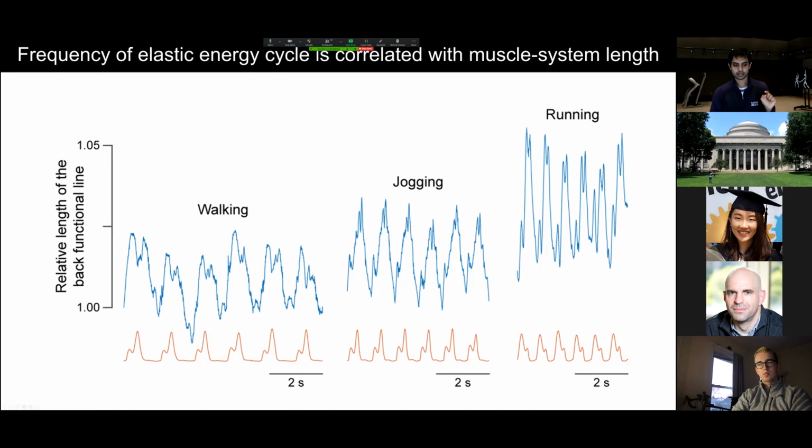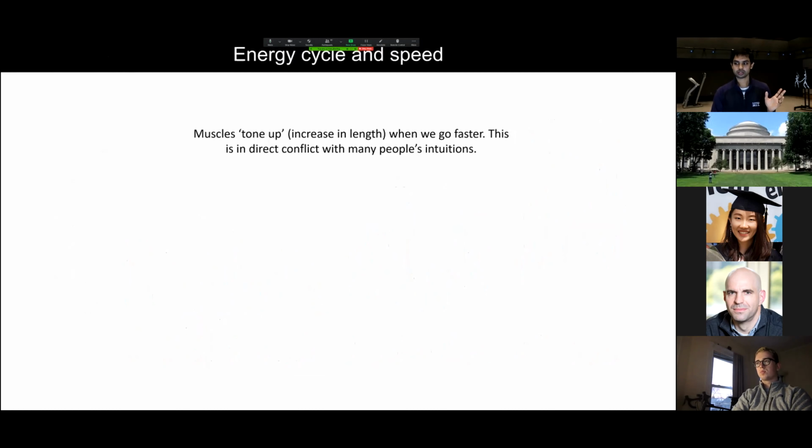So I don't know what this reminds you of, but muscles tone up, which means increase in length. Tone up means increase in length, which most of us don't make the association. We think that toning up a muscle means the length decreases, right? So they are exerting more forces because we increase their length.